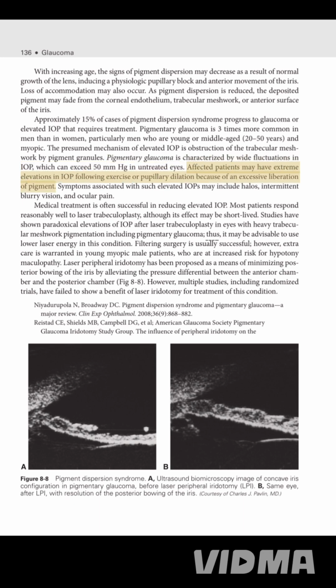Affected patients may have extreme elevations in IOP following exercise or pupillary dilation because of an excessive liberation of pigment. Symptoms associated with such elevated IOPs may include halos, intermittent blurry vision, and ocular pain. Medical treatment is often successful in reducing elevated IOP. Most patients respond reasonably well to laser trabeculoplasty, although its effect may be short-lived.